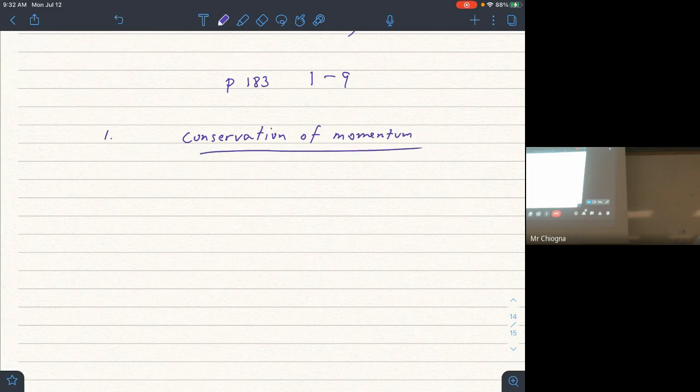Okay, so collision or explosion or pushing apart. Any of those 3 conditions imply use this law.